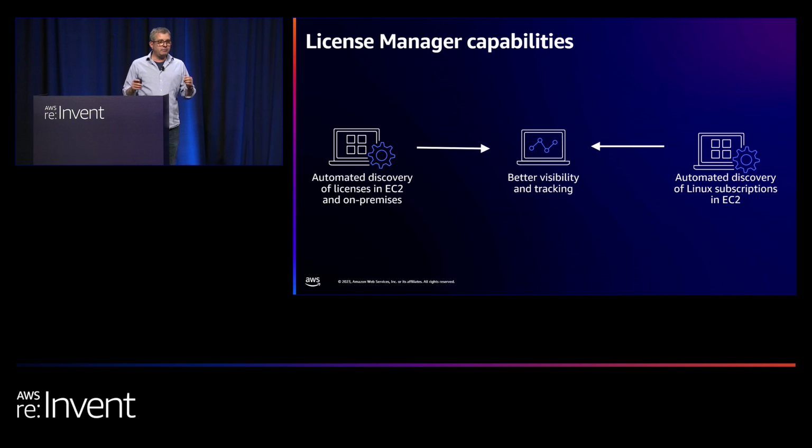These things combined give you better visibility and tracking. So License Manager is there really to help you answer those questions. How many of these things are we running, right? Are we within the bounds of our contract? Are we within the bounds, perhaps, of our budgets?